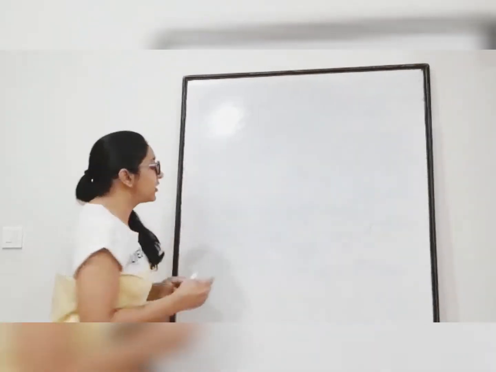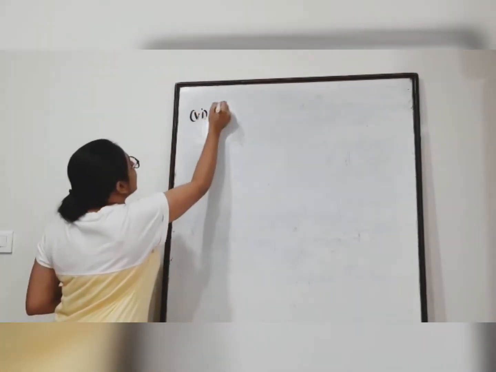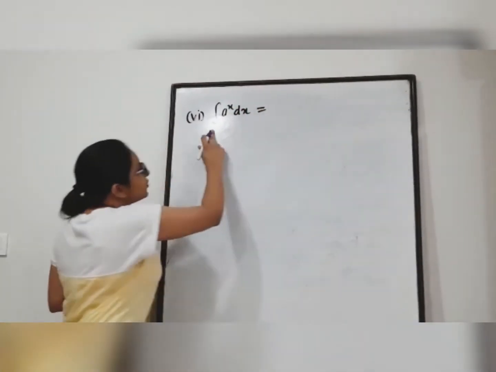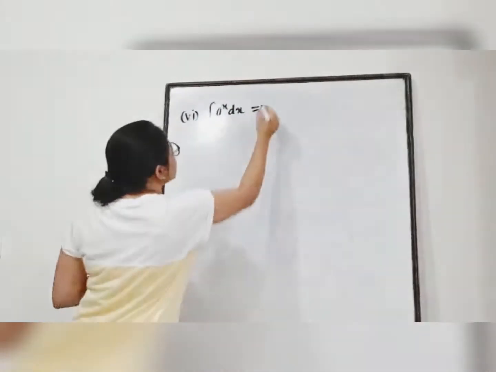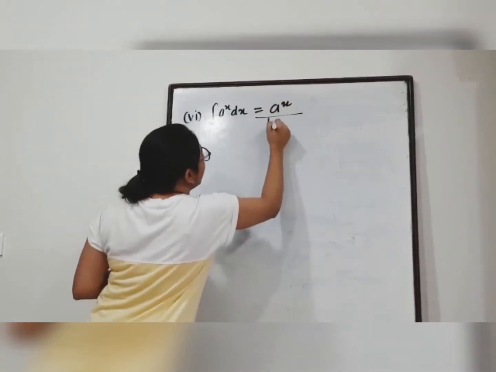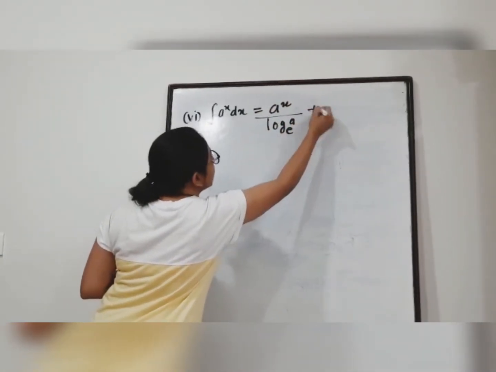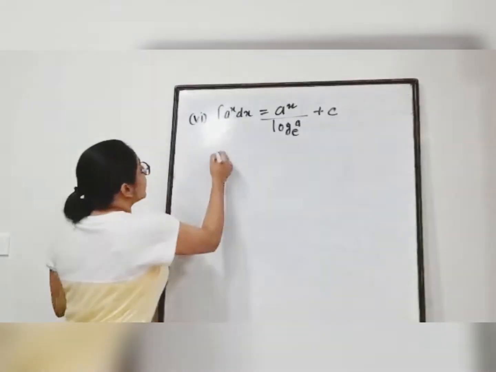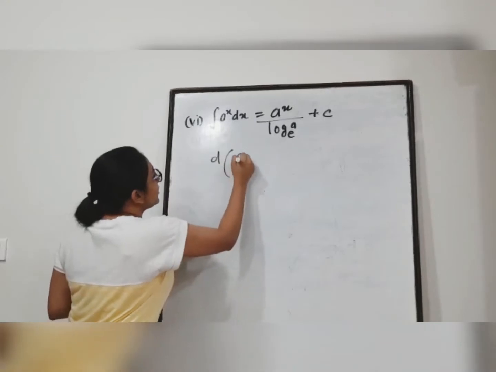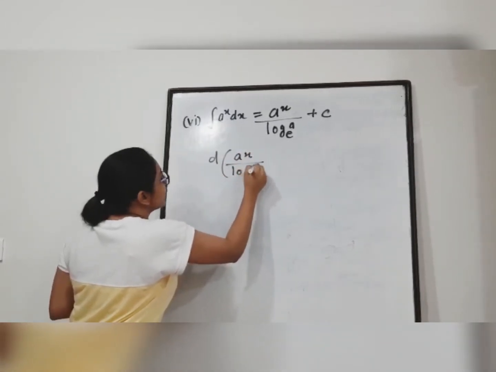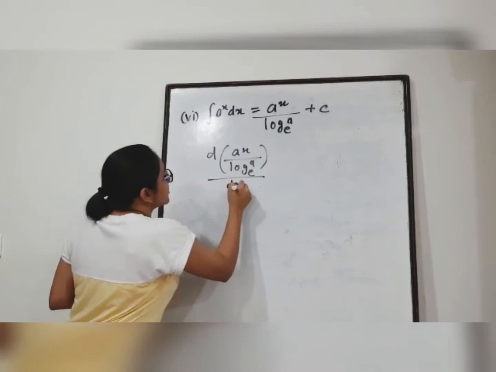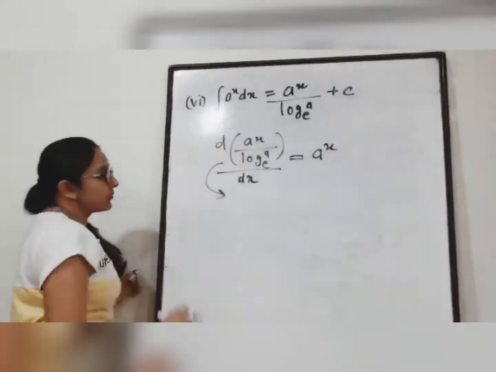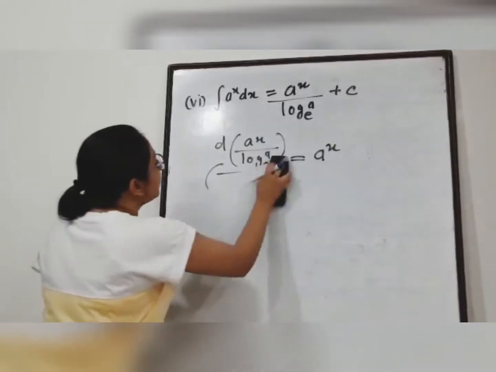The sixth basic formula is integration of a to the power x dx. You will have to remember this formula, which is a to the power x divided by log a to the base e plus c. We all know integration is the reverse process of differentiation. So if we differentiate a to the power x divided by log a to the base e with respect to x, we should get a to the power x. I will prove this so that you can remember the formula. So let's start by proving.